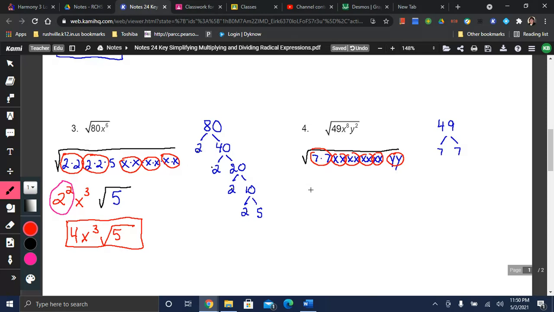So the 7 comes out, and then we have 1, 2, 3, 4 pairs of x's. That'll be x to the fourth. And we have one pair of y's. So that will be y to the first, and we won't write the 1 power. And notice that there is nothing left inside the square root. And so we don't need a square root symbol anymore. This would be our final answer.